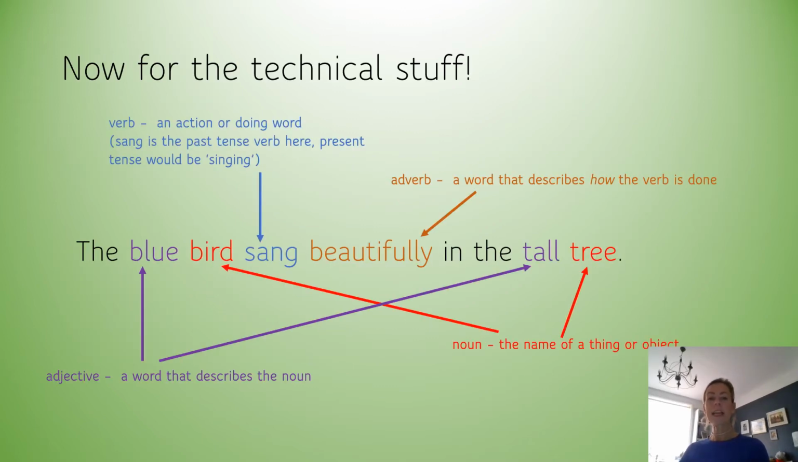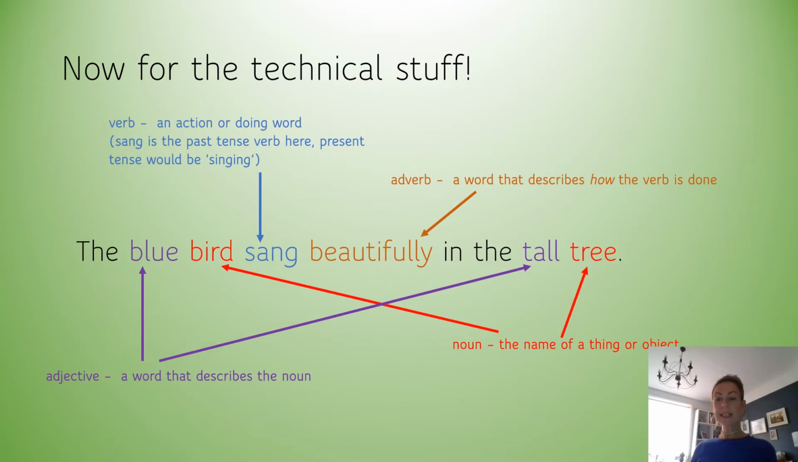So here's a little bit of technical stuff. Some of you probably will know this. So the nouns, those are the red words, they are the names of a thing or an object. So the tree and the bird, they are nouns. If you can put the or a in front of a word, then it's usually a noun. The verb, that's an action or a doing word, and that's the blue word, sang, and that's what's happening. That's an action word. That's what the bird is doing.